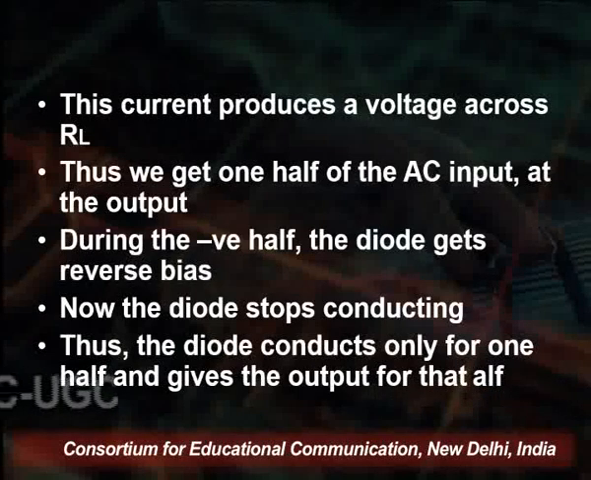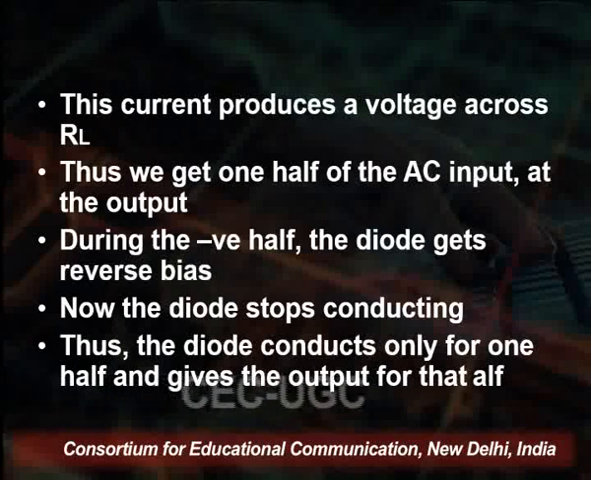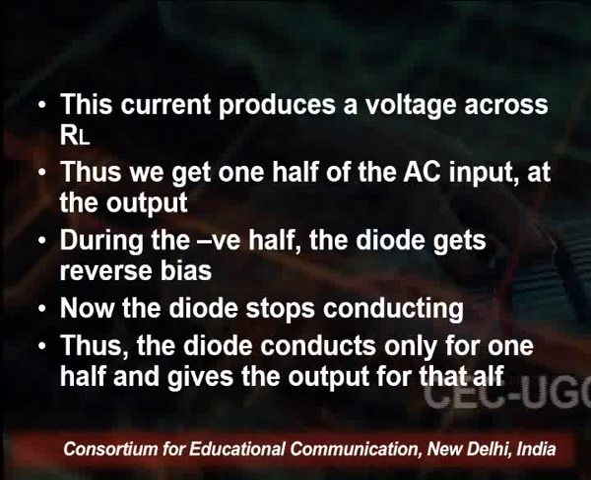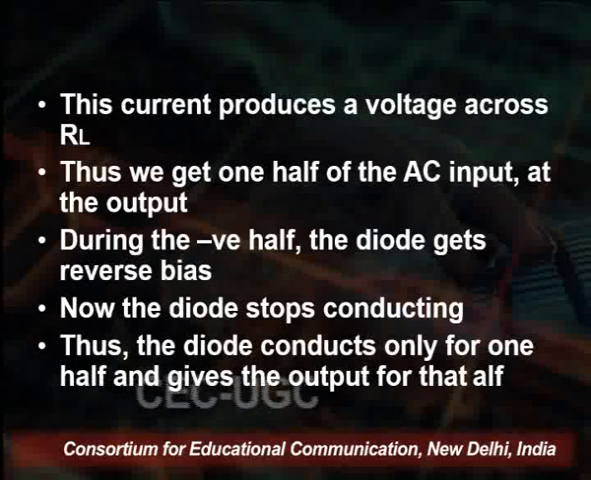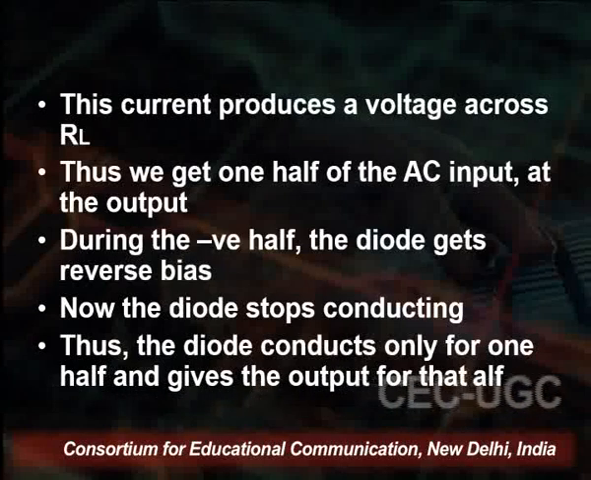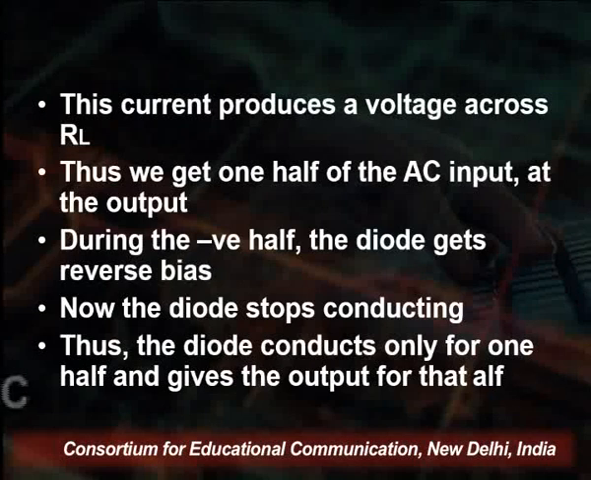And what about the negative half? The diode gets reverse biased. Now the diode stops conducting. So the diode conducts only for the half and gives the output of that half. Means when it is forward biased, we take the positive part of the AC input; the negative part will be reverse biased, so the diode will stop conducting, and the output will be only the half cycle of the AC. As the diode conducts only in one half of the applied AC, it is called the half wave rectifier circuit.